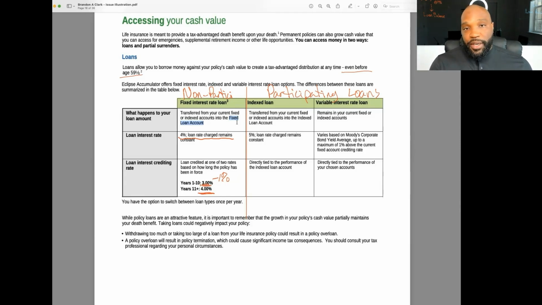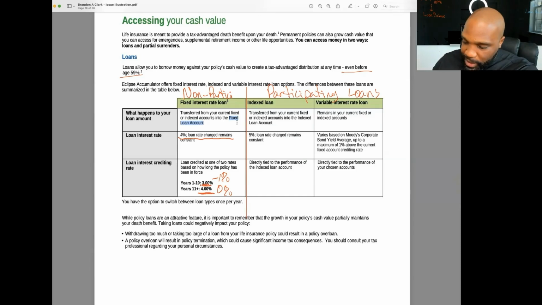Now, let's say you're taking a fixed loan out in year 11 and moving forward, then they're crediting back the 4% they're charging. So it's basically a 0% loan, or interest-free loan, if you want to look at it like that, right? So when I say that this is the most conservative loan, it's basically because you're contractually guaranteed to be able to borrow at a 1% loan rate or a 0% loan rate for the lifetime of the policy. Now let's take a look at the participating loans.